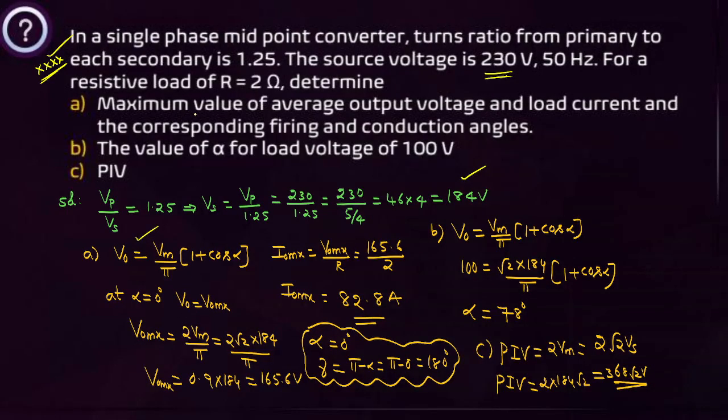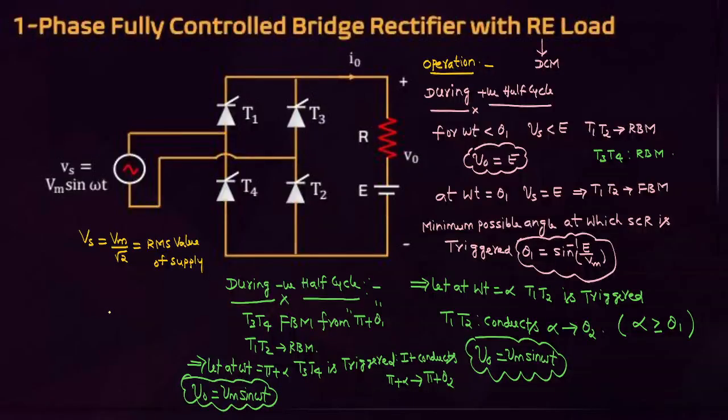But here it is asking what is the maximum average output. In this problem, firing angle is not given, but it is asking what is the maximum average output voltage. How to get the maximum average output voltage? By substituting firing angle equal to 0 degrees. That I told: the average output voltage is maximum for alpha equal to 0 degrees. One more question. You have to calculate the alpha for load voltage of 100 volts. If the average voltage is 100 volts, calculate the firing angle. The peak inverse voltage is 2 Vm. These models of questions you have.